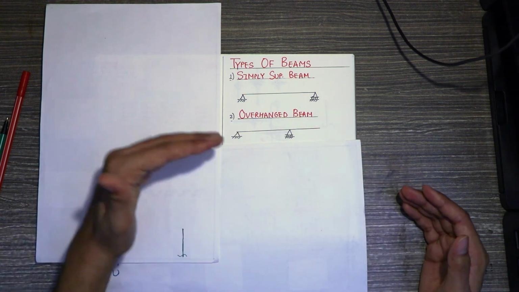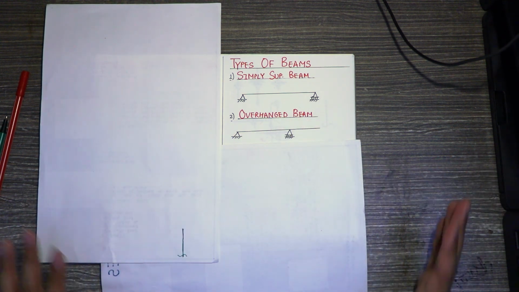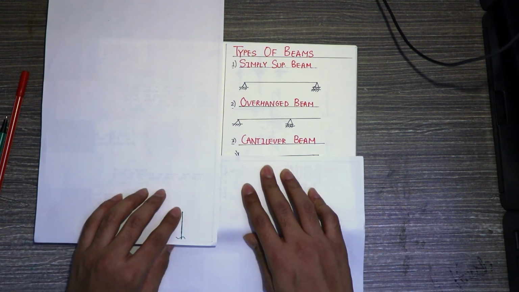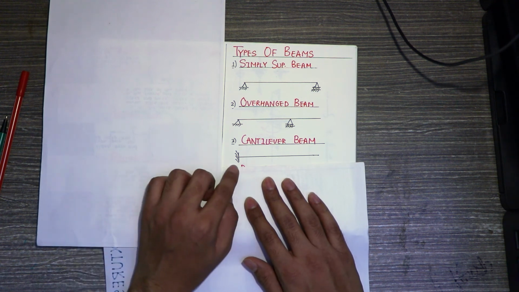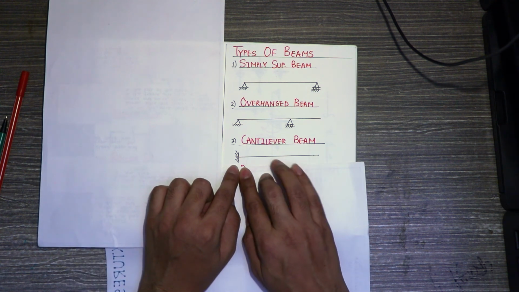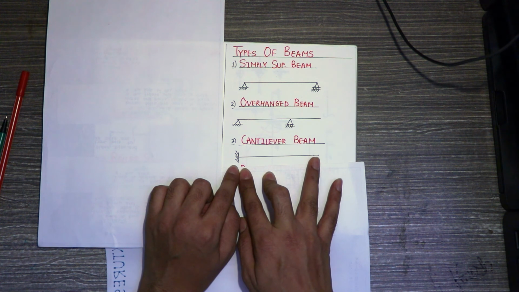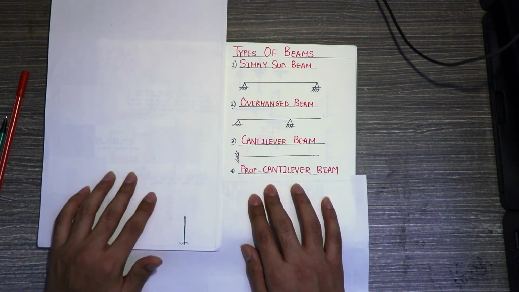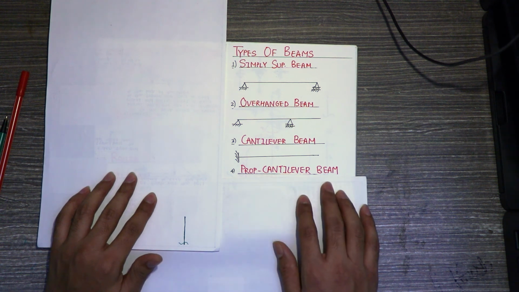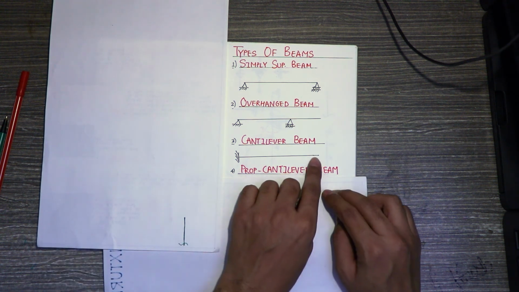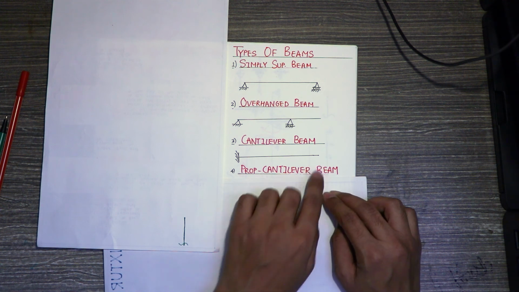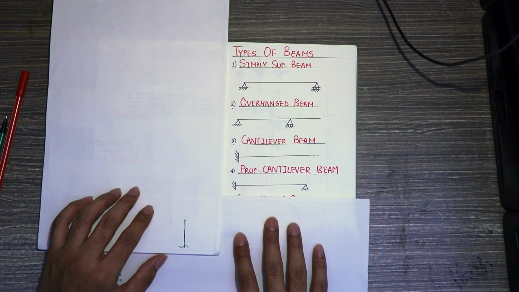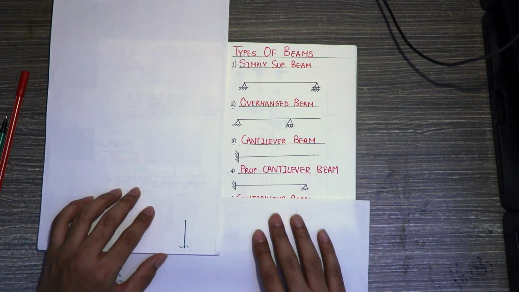Basically you are just classifying the types of beams. Then comes the cantilever beam. Now a cantilever beam will have a fixed support towards one end and a free support towards the other. This is the cantilever beam. Now coming to the propped cantilever beam. If you add a hinge or a roller on the free end of a cantilever beam, then it is called a propped cantilever beam.